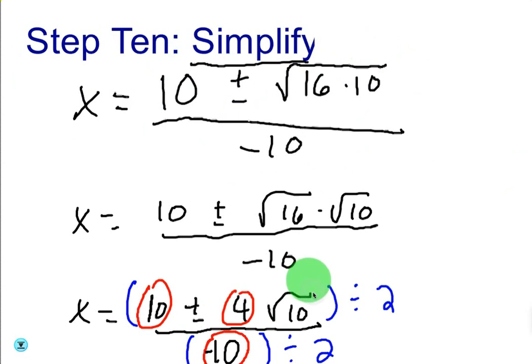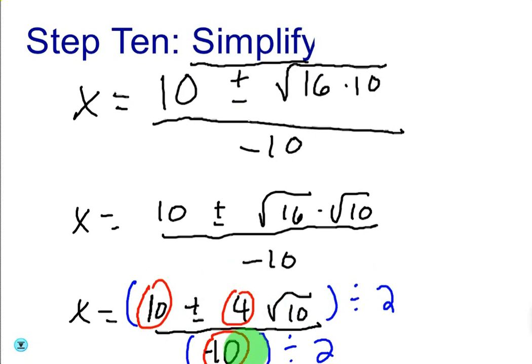Now the next step is a little confusing, but basically you have a term here, you have a term here, and you have a term here. So the first term on the top is 10. The second term is 4 radical 10. The third term on the bottom is negative 10. All three of these terms are even, so they all have a 2 in common. So basically what you can do is divide each of these by 2.